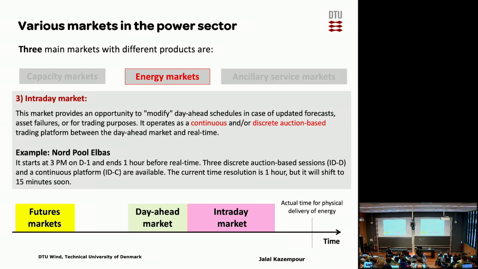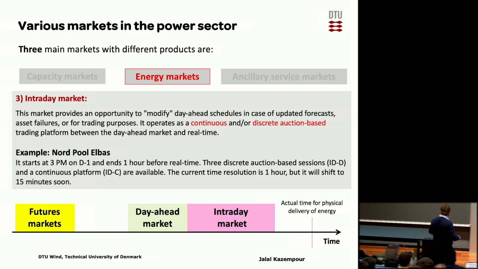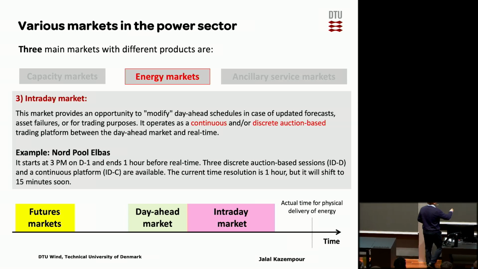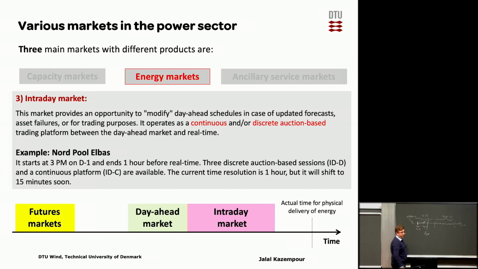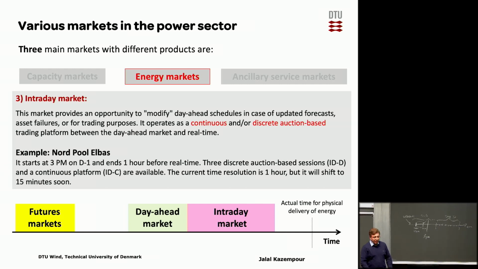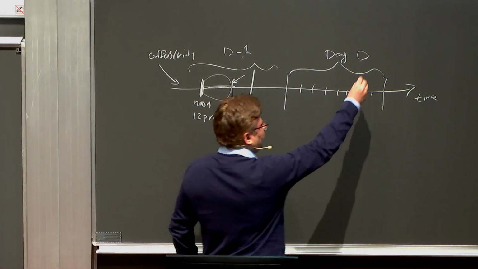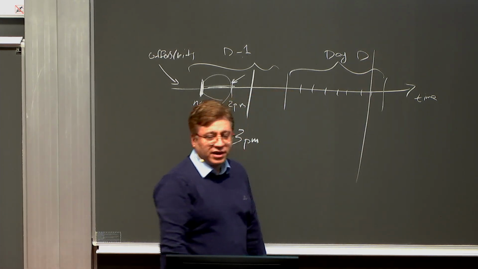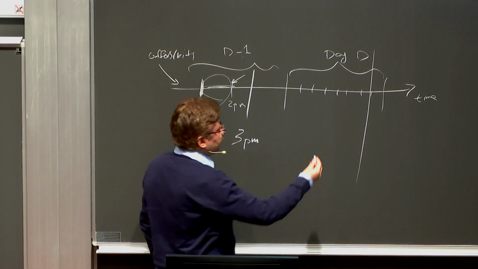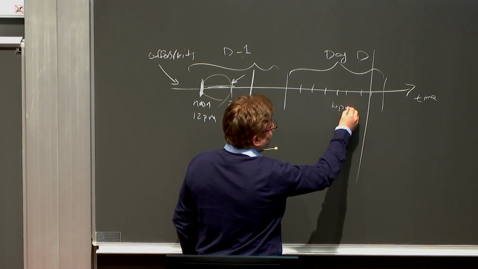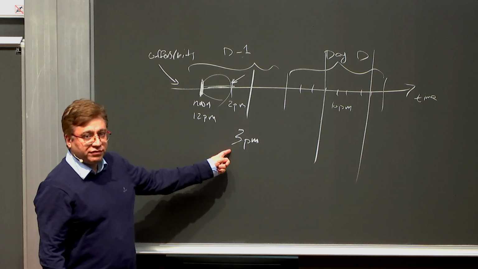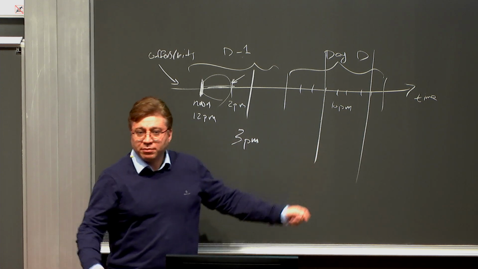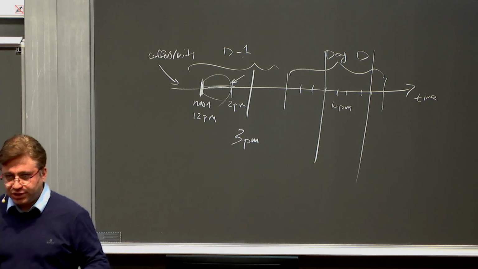So the intraday market in Nord Pool starts from 3 p.m. of D minus 1, and it goes until 1 hour before the time of delivery. For example, if you are talking about 10 p.m. tomorrow, it goes from 3 p.m. of D minus 1 until 9 p.m. of day D. It's the intraday market.